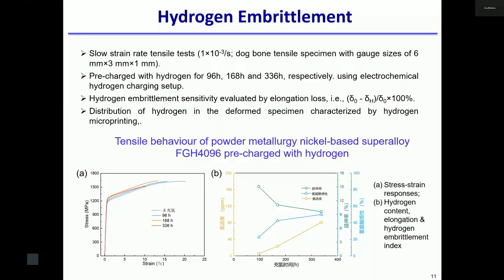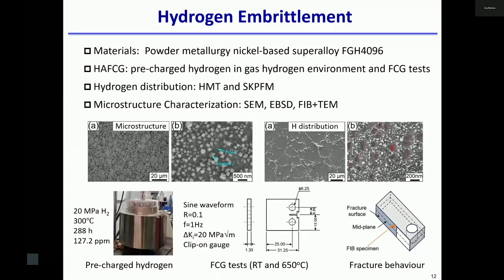This is the result we recently did for the Chinese alloy, which we call FGH4096. The first diagram, A, is the uniaxial tension. After certain hours of pre-charging with hydrogen, you can see a dramatic reduction of the elongation. The second figure is the fatigue, and the fatigue life is also reduced by the hydrogen. Today I'm going to mainly talk about the fatigue crack growth in hydrogen embrittlement conditions.